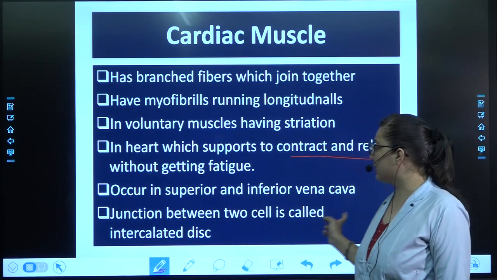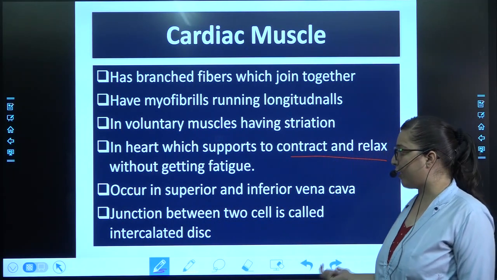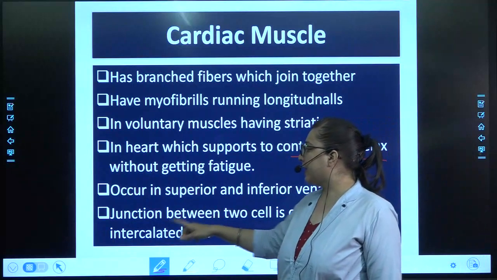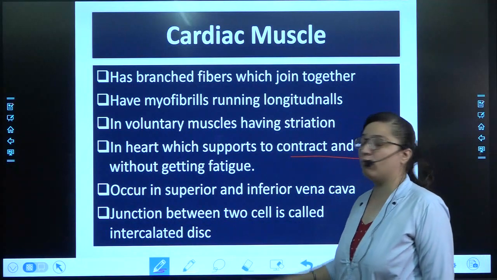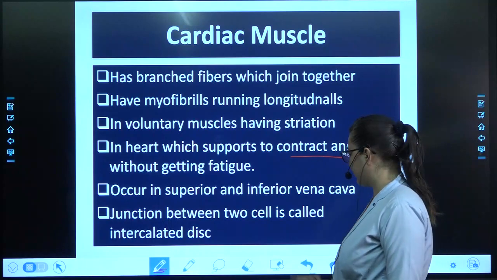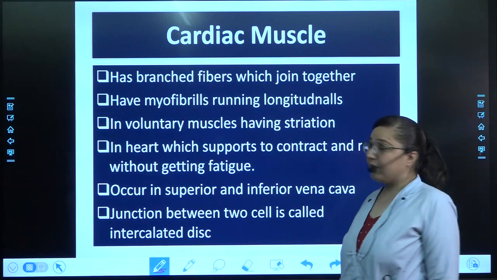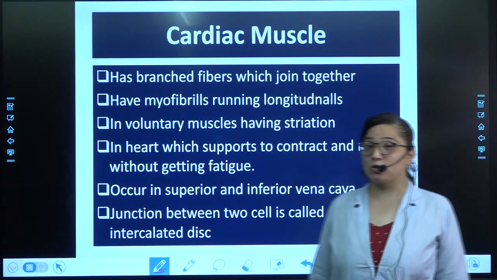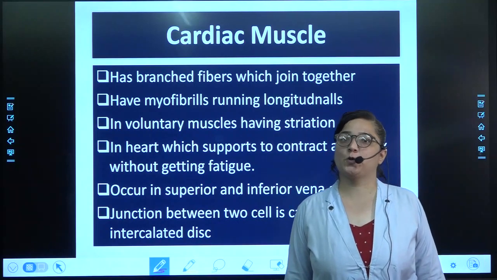Then where does it occur? In the superior and inferior vena cava. Where do they lie? In the junction between the two cells, what is called the intercalated disc. Then the next particular type of tissue, which is connective tissue.